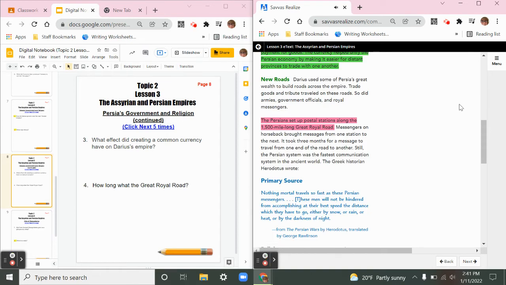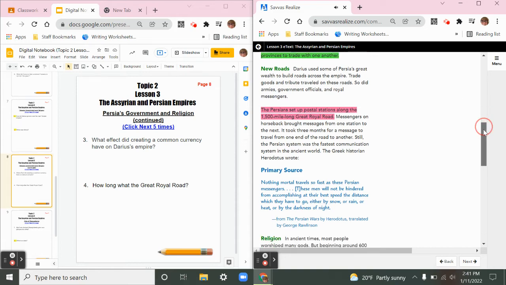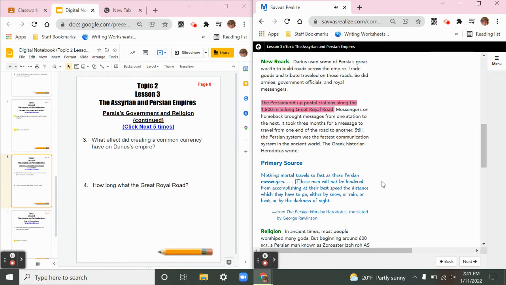New roads. Darius used some of Persia's great wealth to build roads across the empire. Trade goods and tribute traveled on these roads. So did armies, government officials, and royal messengers. The Persians set up postal stations along the 1,500-mile-long Great Royal Road. Messengers on horseback brought messages from one station to the next.